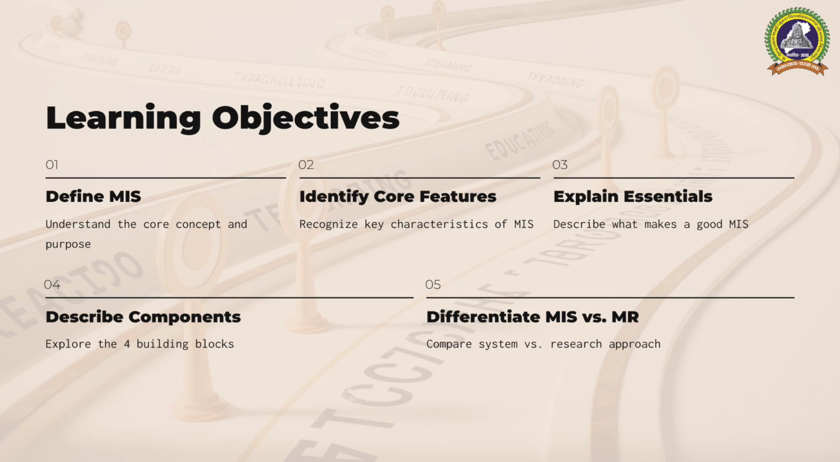Fourth, you will be able to list and explain the four main components that make up a complete MIS. And finally, you will be able to differentiate between the broad concept of MIS and the more specific function of marketing research. Let's begin with our first objective, the basic definition.